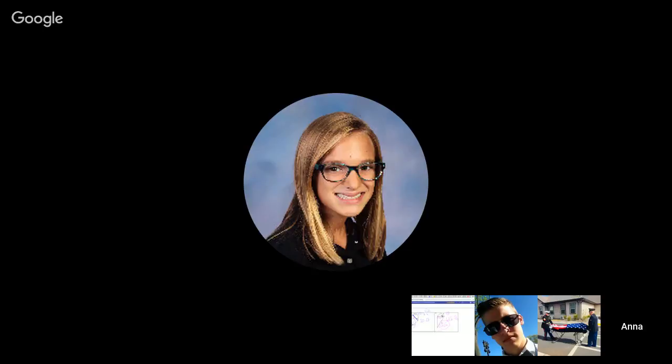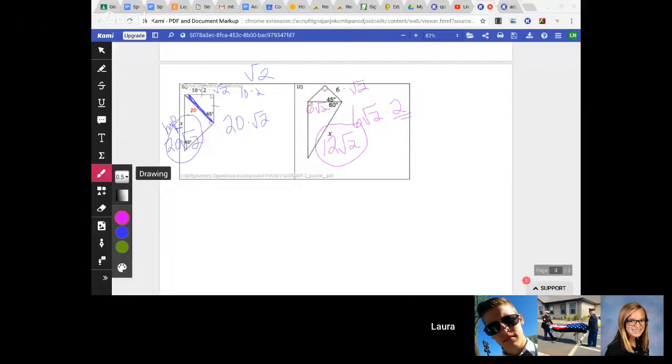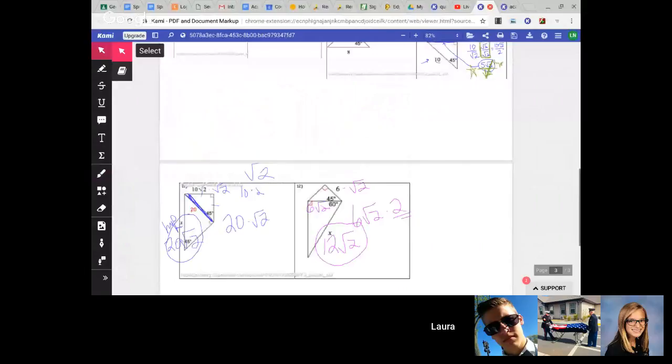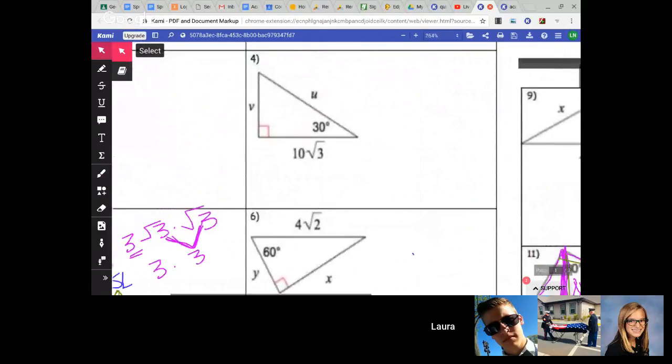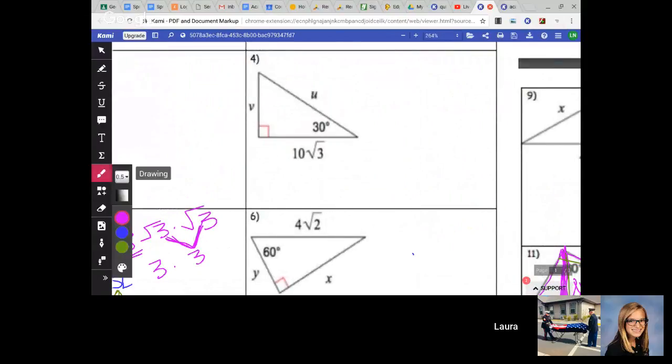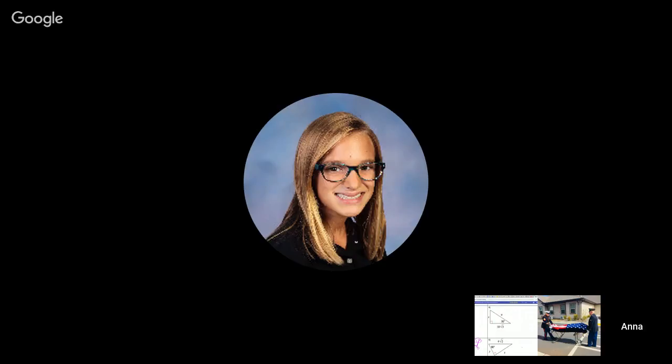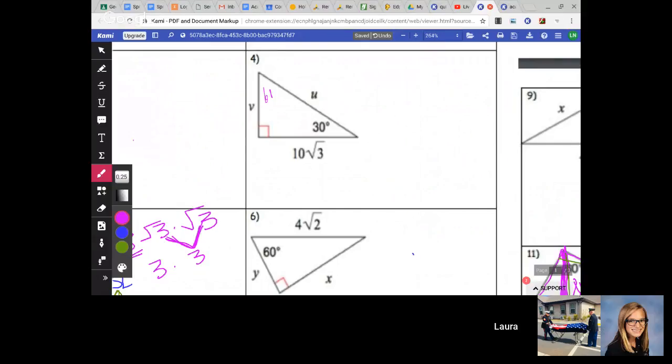Could you help me with number 4 on the front page? Sure. Okay, let's see. What kind of triangle is it? 30, 60, 90. And you have that 10 root 3. What part of the triangle is that? Short, long, or hypotenuse? Long leg.